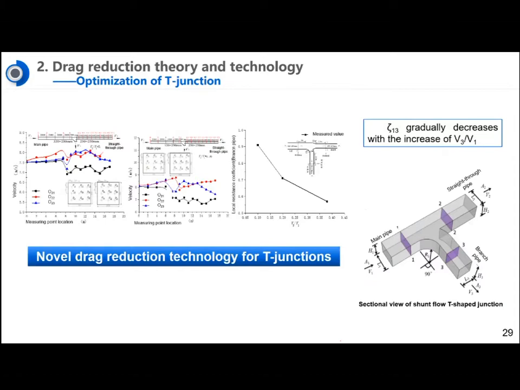Here is a novel drag reduction technology for the T-junctions. From our left, in the middle, and on our right, it shows the different components of the drag reduction, such as for the straight-through direction or for the branch direction.